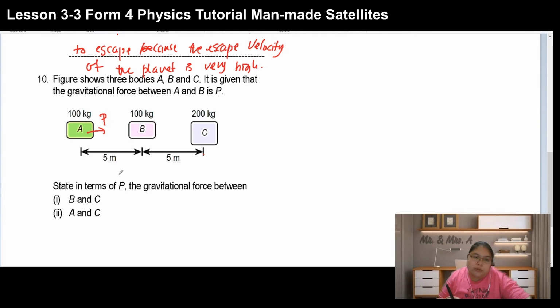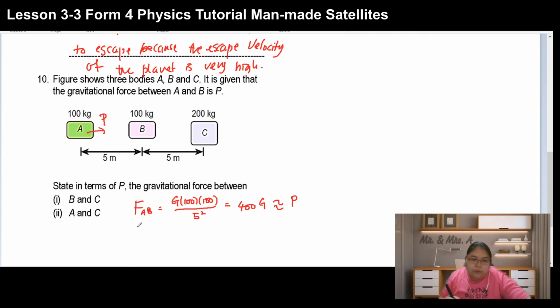So first, we need to find the gravitational force for AB. This one is for AB, the gravitational force, not gravity. So we write the force F_AB equals G, small m and big M. Small m is 100, the other m is also 100. The distance is 5, and 5 needs to be squared. So you get 400. For G, you don't have to change anything, it's okay. So we can also write P, because the question says it is P.